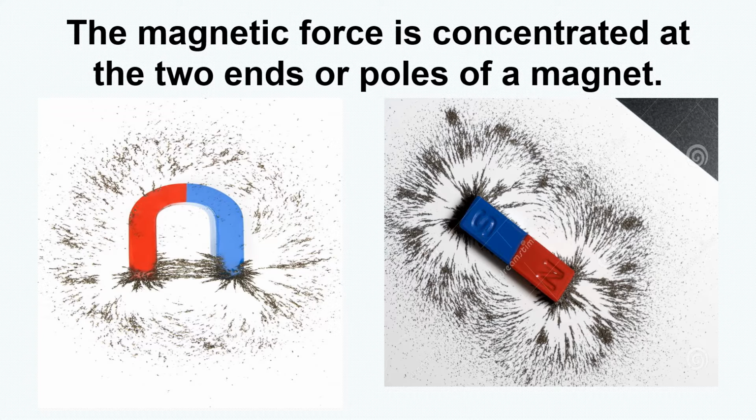In the horseshoe magnet too, more iron filings are stuck at the ends, the north and south poles. And if you see the bar magnet also, the bar magnet has more iron filings stuck towards the ends or the poles of the magnet. In the middle, no iron filings appear to be stuck, but at the poles many iron filings are stuck. So with this you can say that the magnetic force is concentrated at the two ends or poles of a magnet.